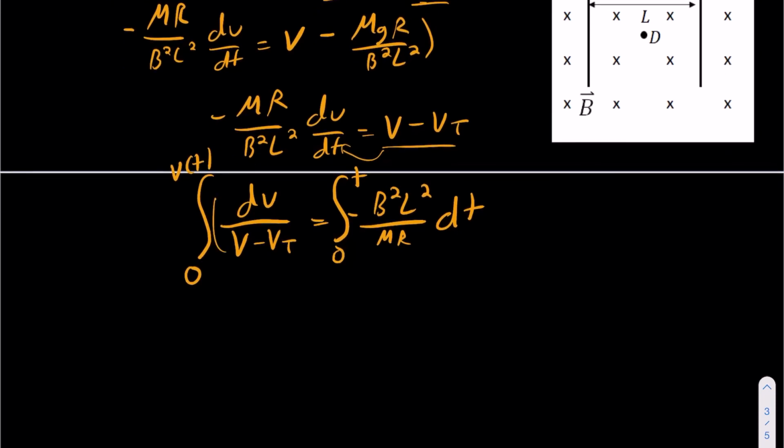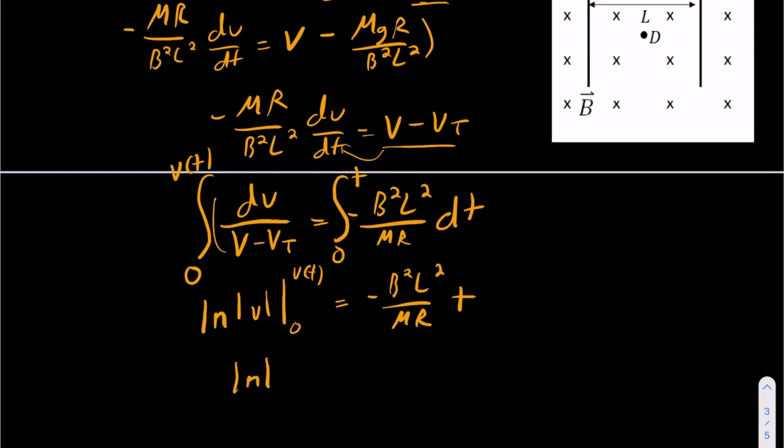The left side, we've done this before, so I'm not going to go through all the details, but this is going to be ln of v evaluated from 0 to v of t. And on the other side, we're going to get negative B squared L squared over mR times t. Now you plug in the bounds on the left side. You get ln of (v of t minus v sub t) minus ln of negative v sub t equals negative B squared L squared over mR times t.